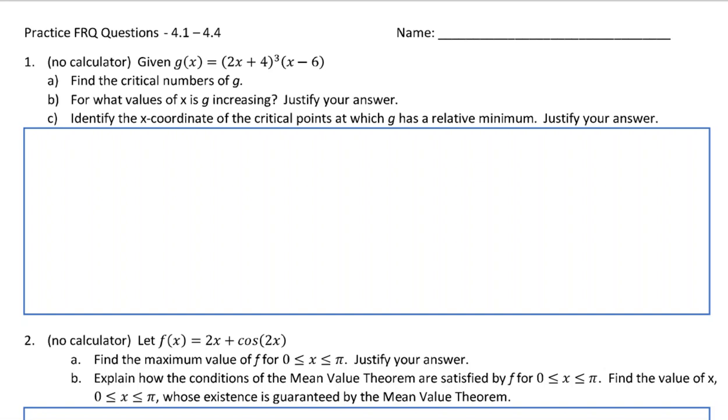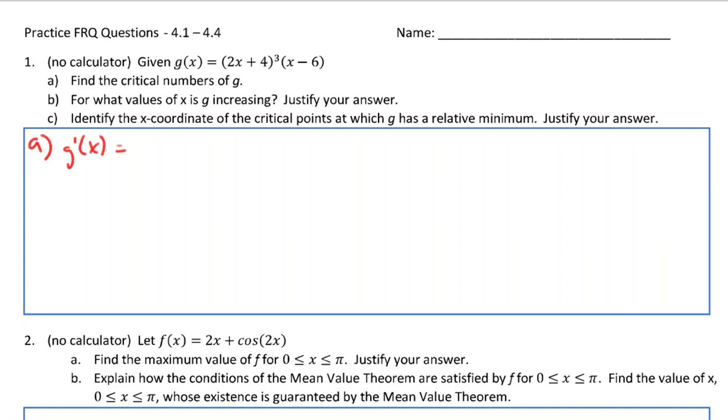Calculator one. They give us a function, and they want us to know the critical numbers of the function. So how do we find critical numbers? Okay, figure out where the first derivative is 0 or undefined. So you do have to take the derivative.